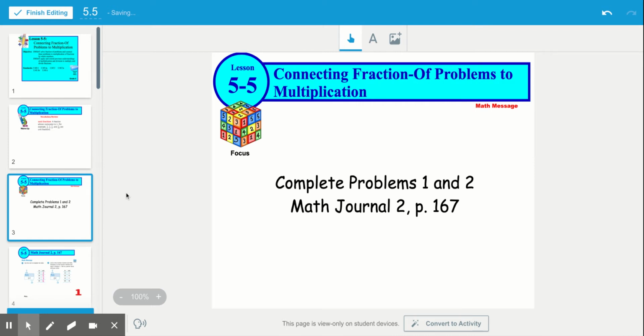Turn to page 167 in your math journal number 2 and look at problems 1 and 2. Go ahead and pause your video and complete those two. When you're finished, come back and we will have a discussion about those.